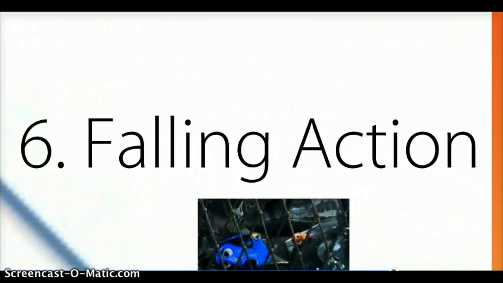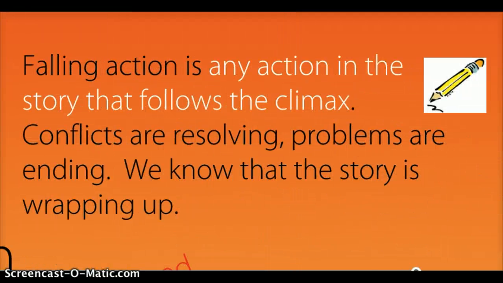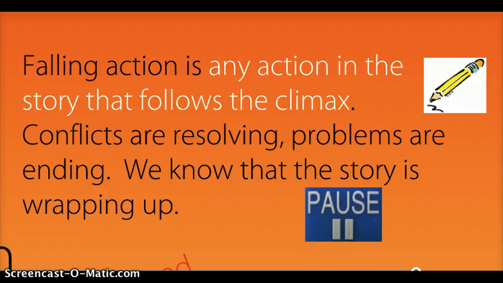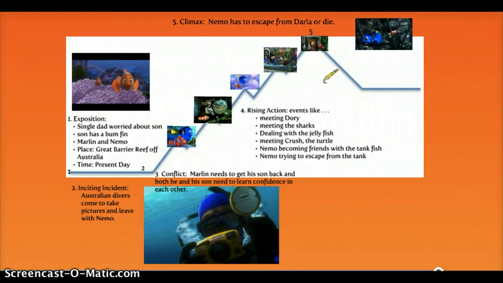All right, number 6 is the falling action. These are the events that happen after the climax and maybe still a little connected to the climax, but things are starting to resolve. The results of the climax are coming through, and the problems are starting to end. And you can just tell that the story is starting to wrap up. So pause and write down your notes. So in Finding Nemo, this is when Nemo and Zed are actually reunited, and Nemo saves Dory from the little thing with the net. So connected to the climax, but things are starting to end. They're not over yet, but things are ending. Pause and make sure you write that down.